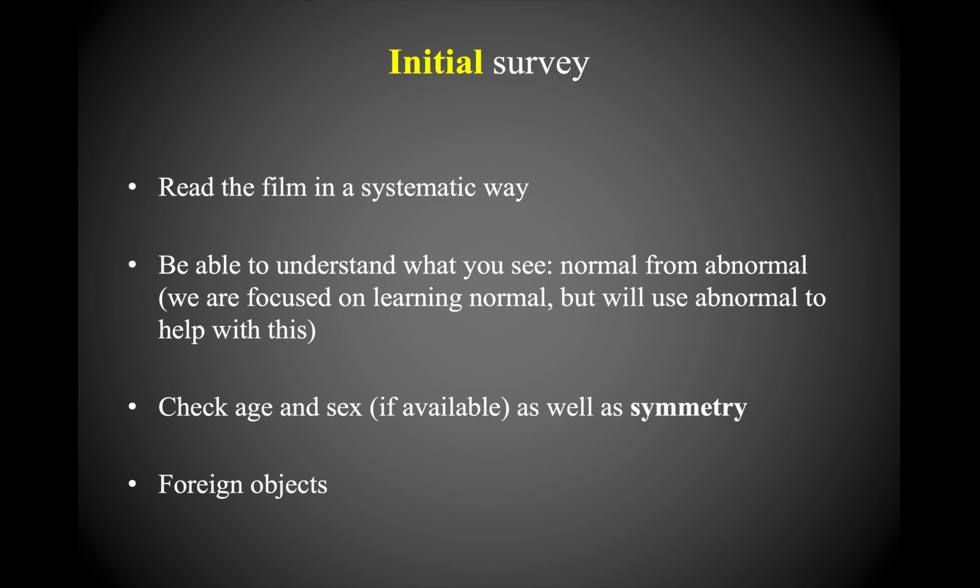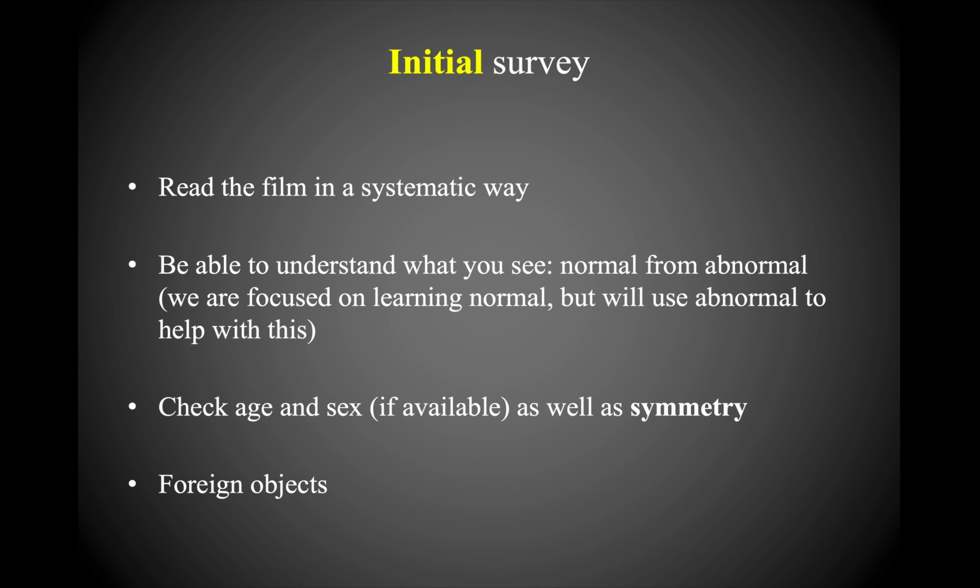So with the initial survey, again, you want to be reading your film in a systematic way. What we mean by that is you're looking for certain things in the same order every single time so that you make sure you don't miss anything. And again, we're looking for normal in this class, but we're going to use some abnormal examples in order to help you better appreciate or learn what the normal anatomy should look like.